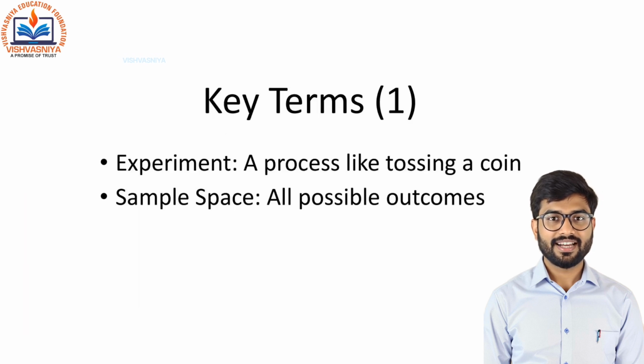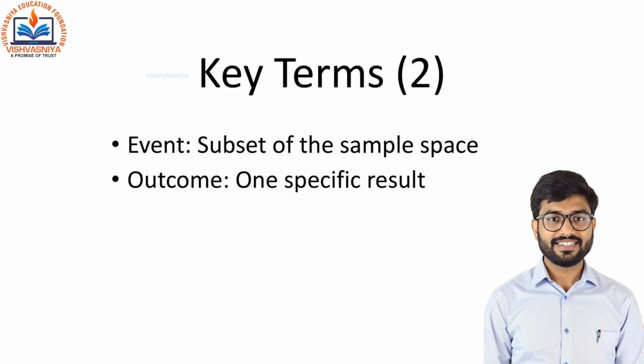Key terms are experiment, like tossing a coin. Sample space, all possible outcomes. For a coin, head and tail. Event, a subset of the sample space. Example, getting a head. Outcome, a single result, such as rolling a 4 on a die.